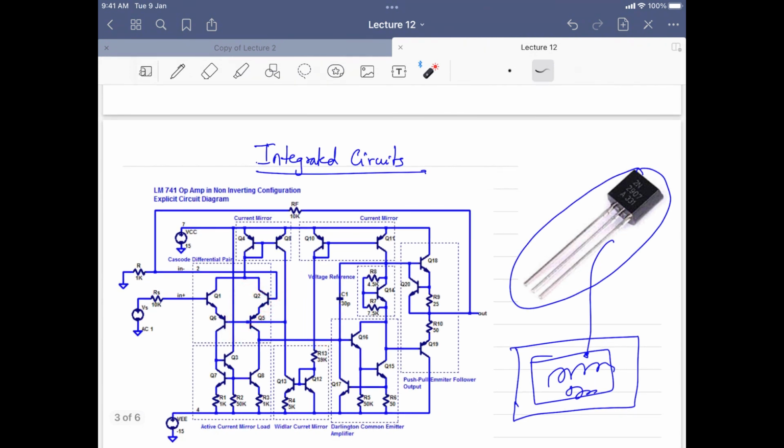Sir, you were showing a triode and telling that it is also one type of resistor. That I didn't understand. It was a device like this, not a resistor.